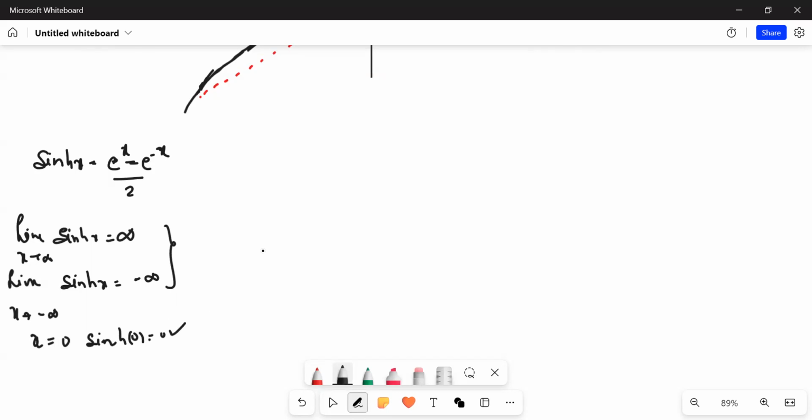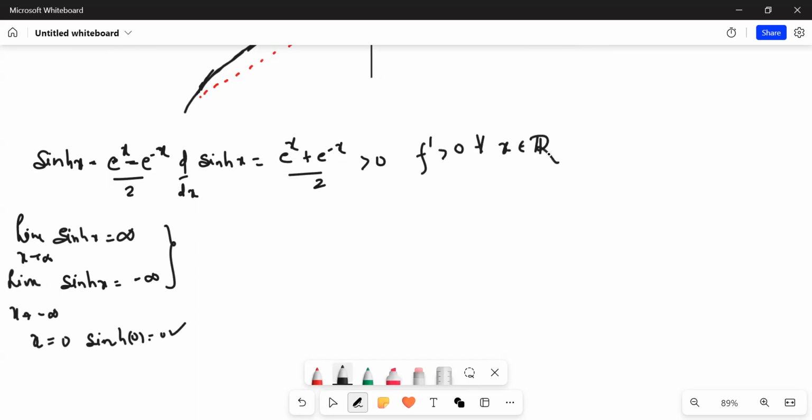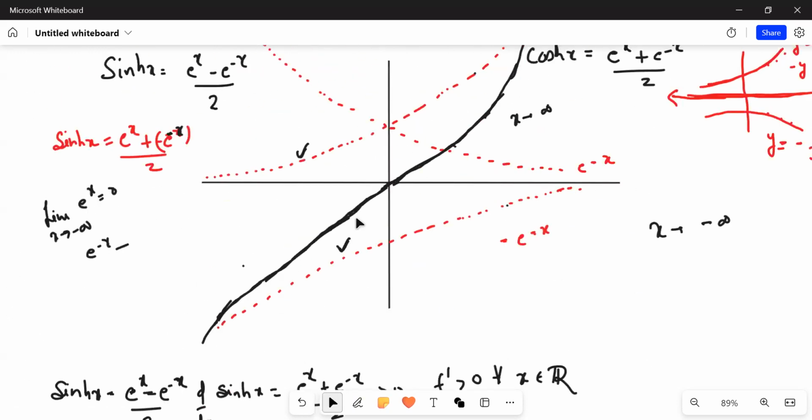This is clear. Now you see the derivative. The derivative of sine hyperbolic x is cos hyperbolic, d by dx of sine hyperbolic is e power x plus e power minus x divided by 2. This is positive. So the function's first derivative is positive for all real x. So the function would be increasing throughout, which you can see here as well. The function is completely increasing.